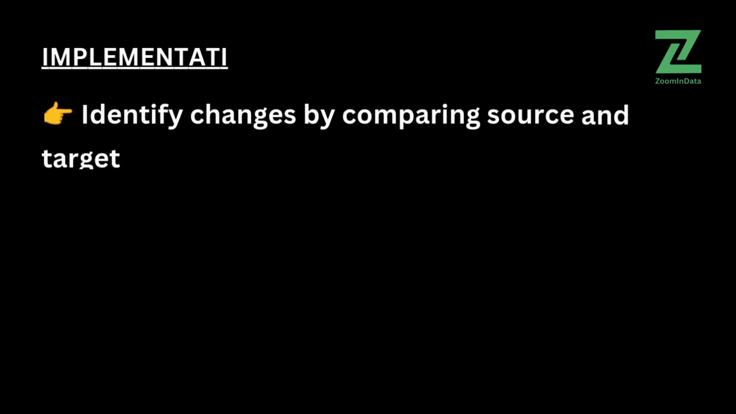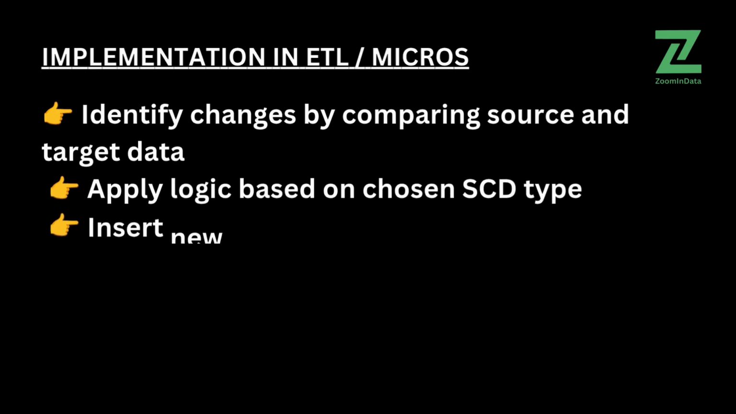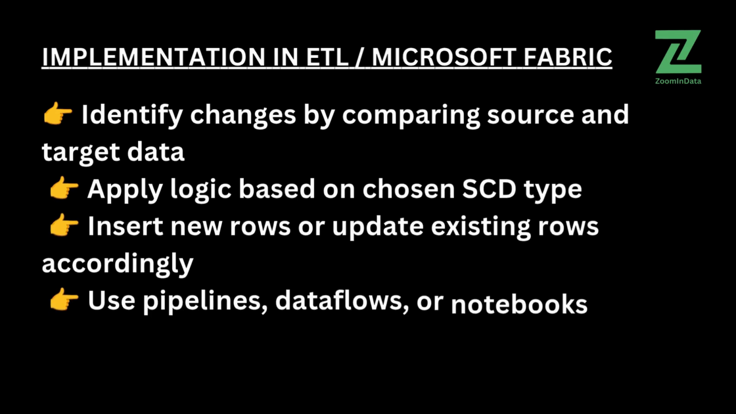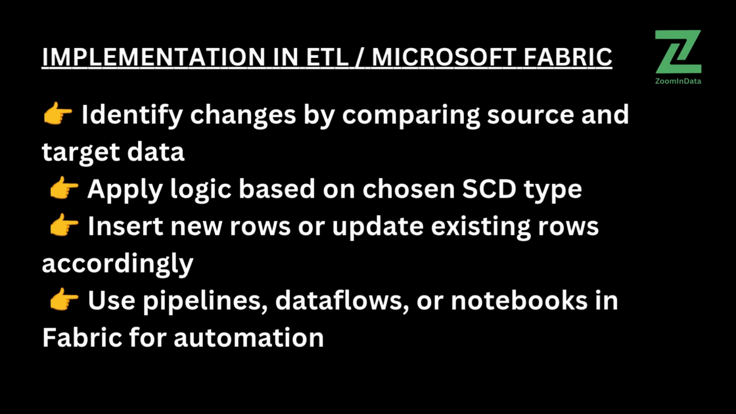In ETL processes and Microsoft Fabric, slowly changing dimensions are implemented by first identifying changes between source and target data. Based on the chosen SCD type, appropriate logic is applied. Records are either inserted as new rows, or existing rows are updated accordingly. Pipelines, data flows, or notebooks in Fabric can be used to automate this entire process.